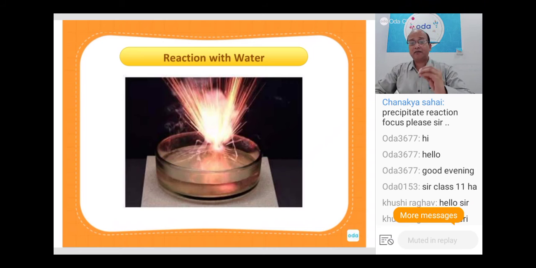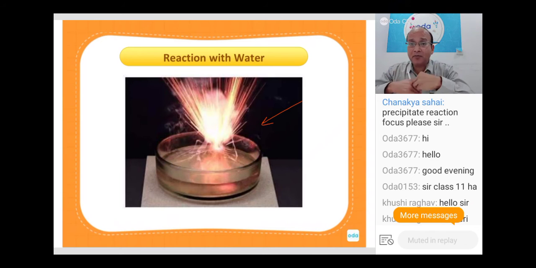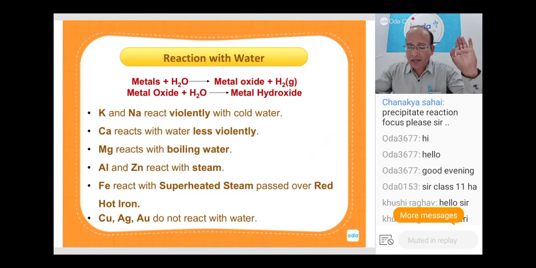Our next reaction is reaction with water. What happens if a metal reacts with water? Here you can see the picture. This is the picture of what happens if someone puts potassium in water. If you put potassium in water, it immediately blasts and catches fire. So this is the reaction of sodium in dry state. Sodium in dry state should not come in contact with air or water. Then it will remain safe. If it comes in contact with water or air, it will start reacting.